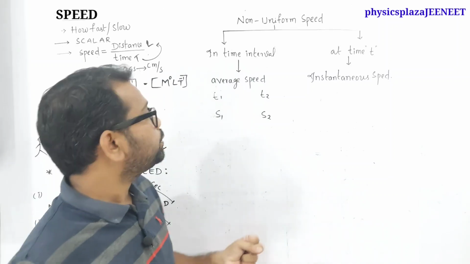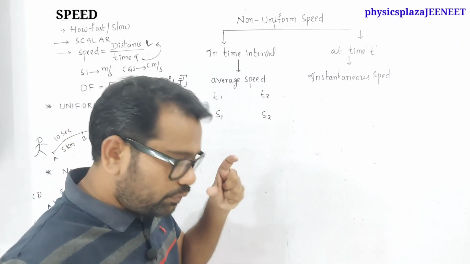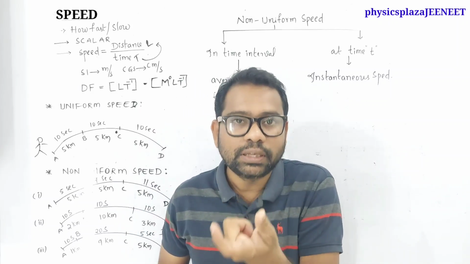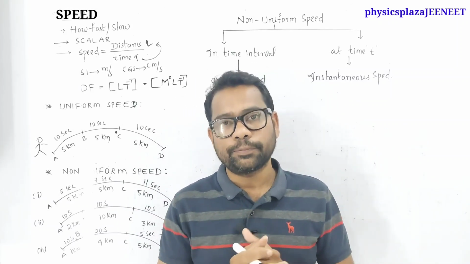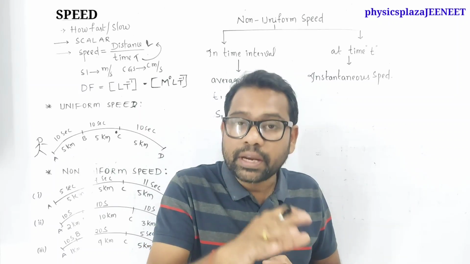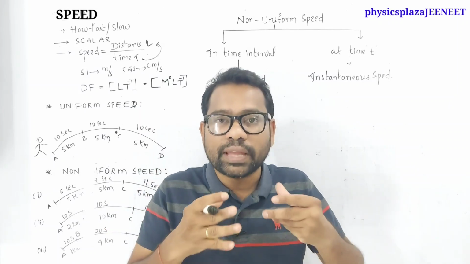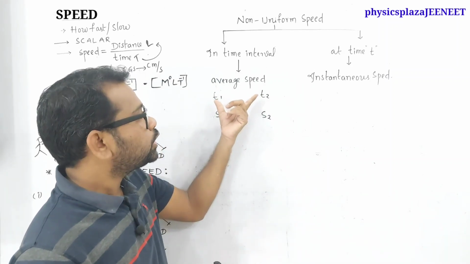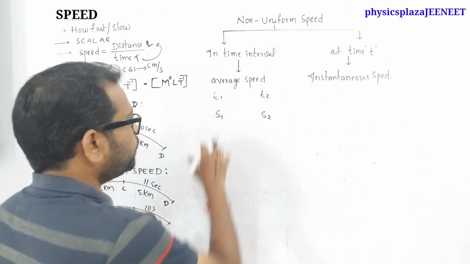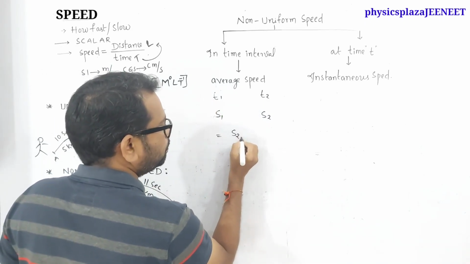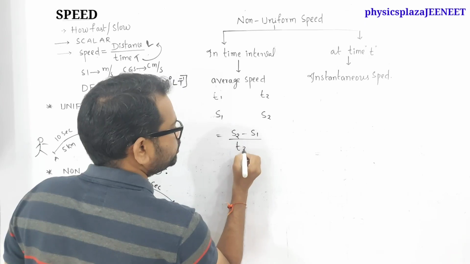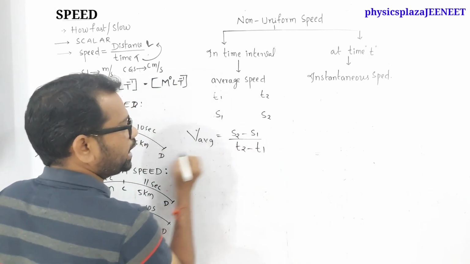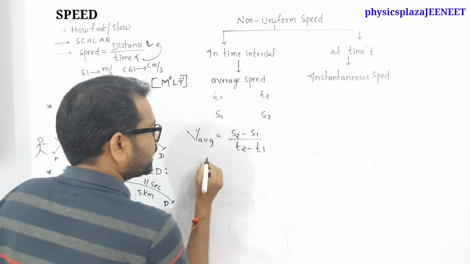Then how can we calculate the average speed? Children, whenever you talk about the speed between two time intervals, then you are talking about the average speed. It is total distance covered divided by total time taken. So here it is (S2 minus S1) by (T2 minus T1). This is actually the average speed. So the change in distance can be represented.